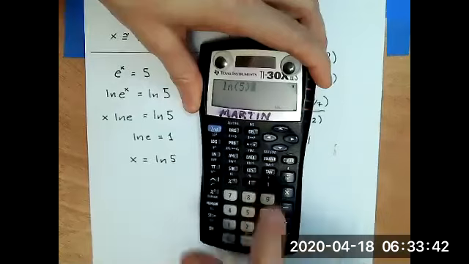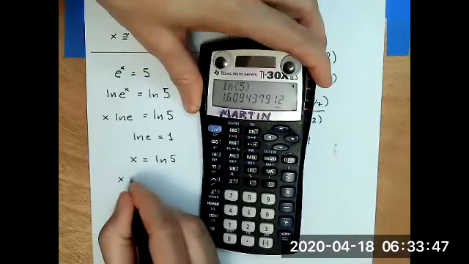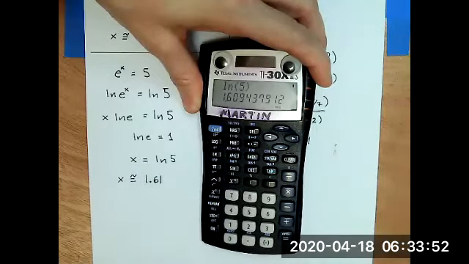I like to get in the habit of closing the parentheses. If I round off to the hundredths place, I get 1.61.